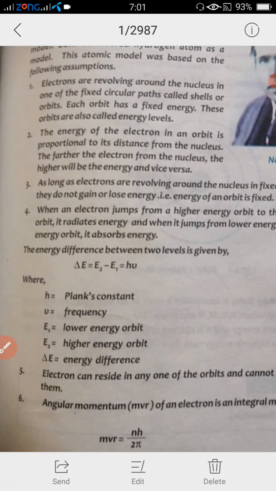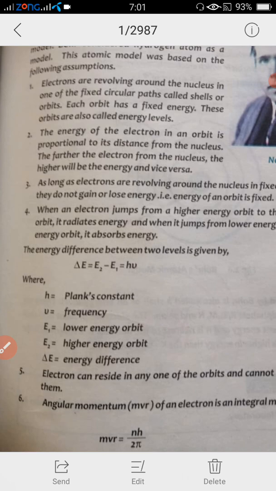Point number 5 is saying that an electron can reside in any one of the orbits and cannot stay in between them. So students, we know that in the previous topic we related the electrons to the solar system, and we know that in the solar system the planets move in their particular orbits, which is known as the path of that particular planet. So the planets move in their particular path.